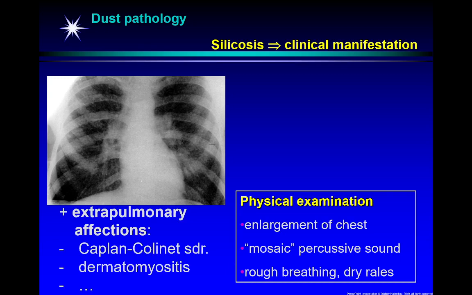And we should be aware also about possible extrapulmonary affections in form of Caplan syndrome. It's a combination of silicosis with rheumatoid arthritis, with the systemic affection of connective tissue, dermatomyositis, systemic scleroderma, and others. So it could be even distribution of dust particles all over across the organism with accumulation of them in synovial membrane and in other locations all over the organism.